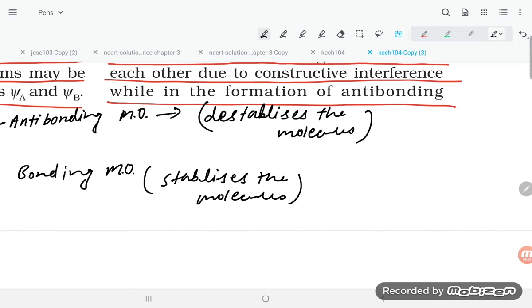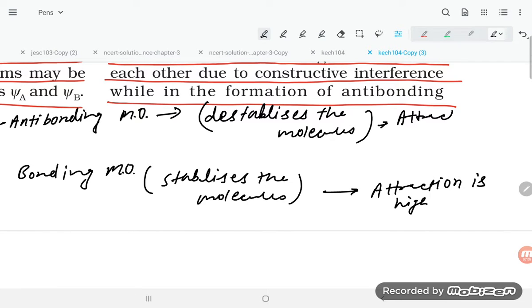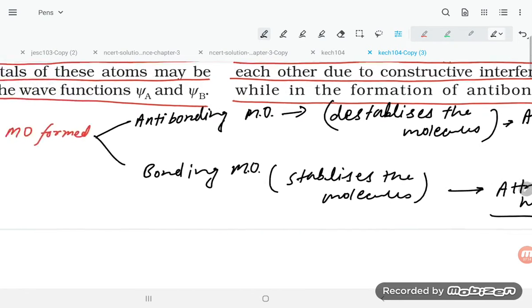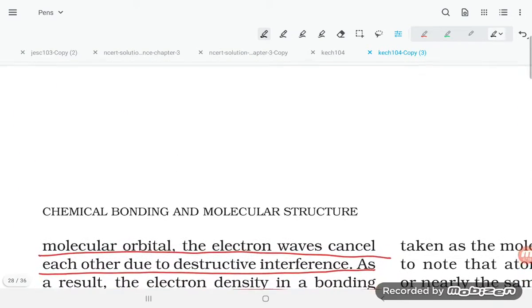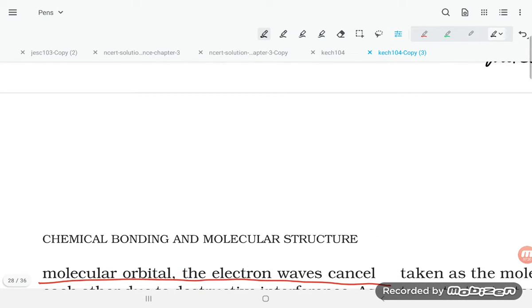Now here the attraction is high in this case, and here the attraction is low. That point we have to keep in mind when we are applying the concept of the LCAO.